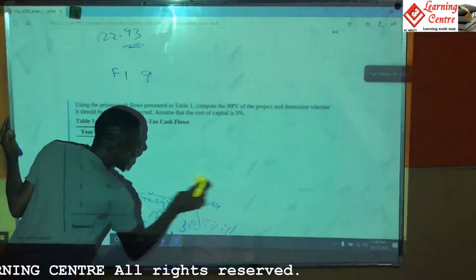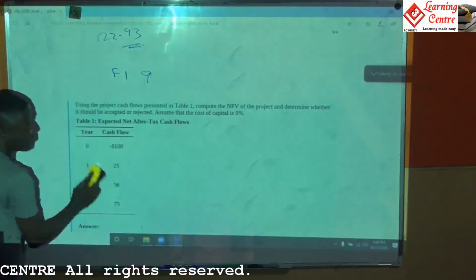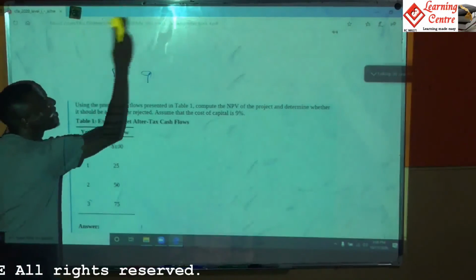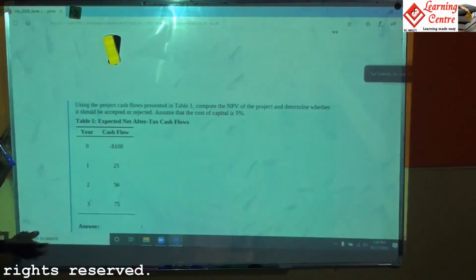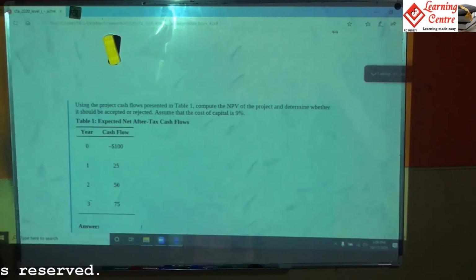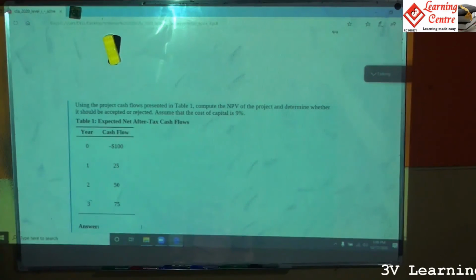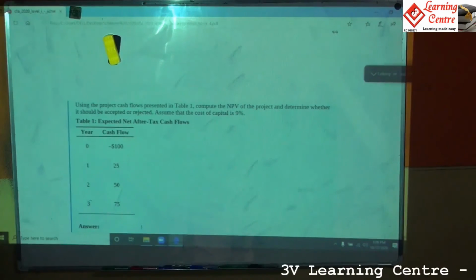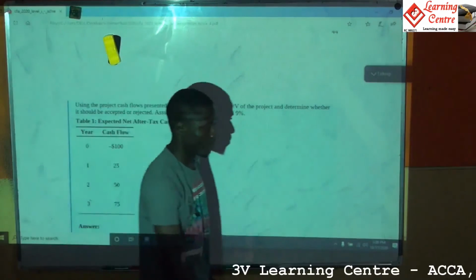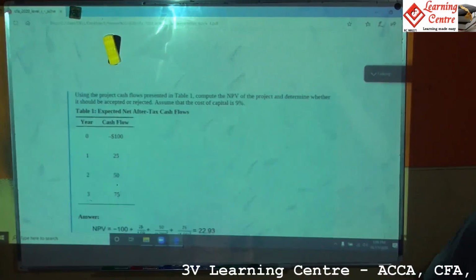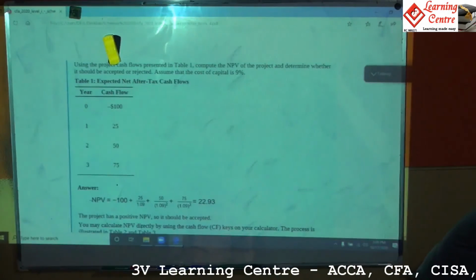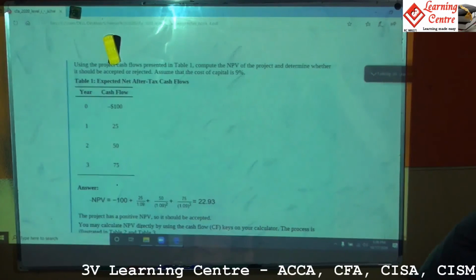So it's better and safer to use your calculator instead of going through the stress of doing it manually and wasting your time and things like that. So can we continue? $22.93. So it's just a coincidence.